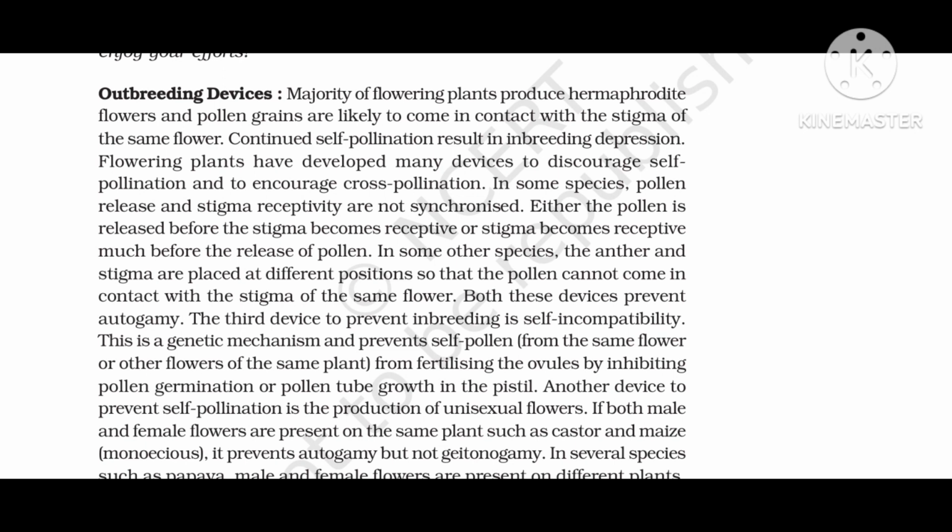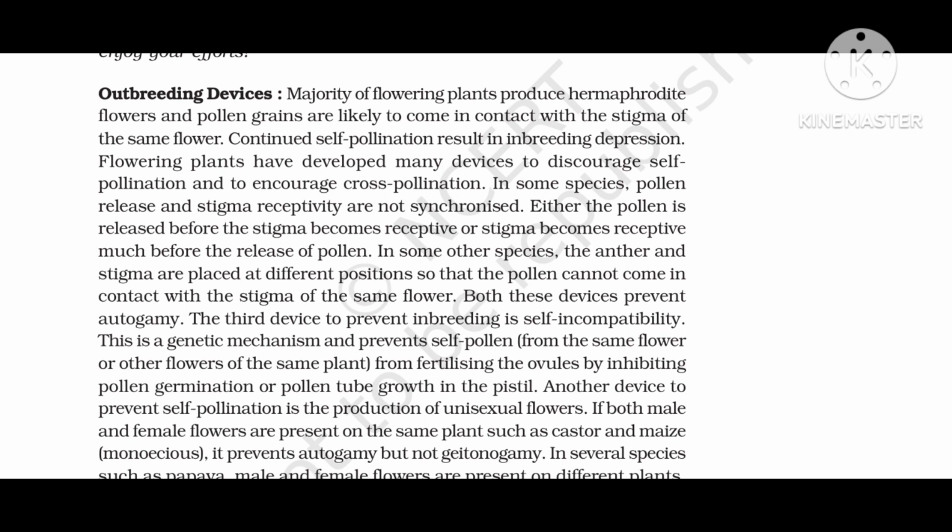In some species, pollen release and stigma receptivity are not synchronized. Either the pollen is released before the stigma becomes receptive, or the stigma becomes receptive much before the release of pollen. In some other species, the anther and the stigma are placed at different positions so that the pollen cannot come in contact with the stigma of the same flower. Both these devices prevent autogamy.